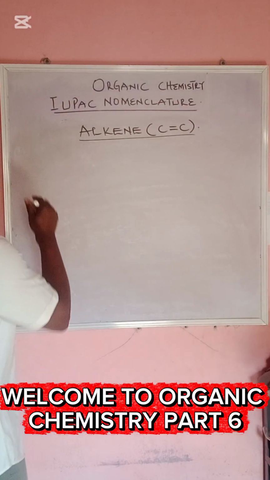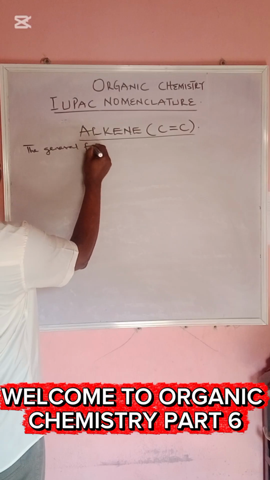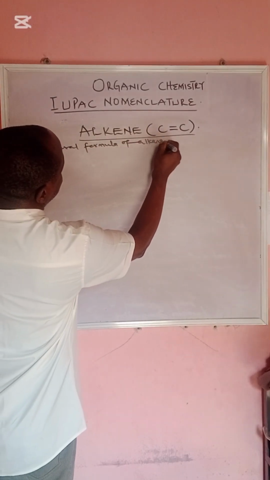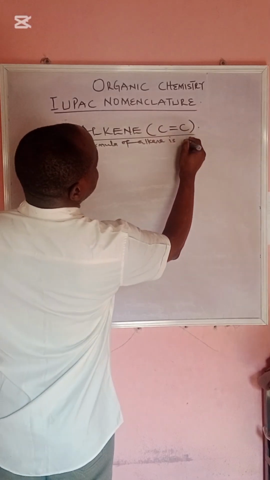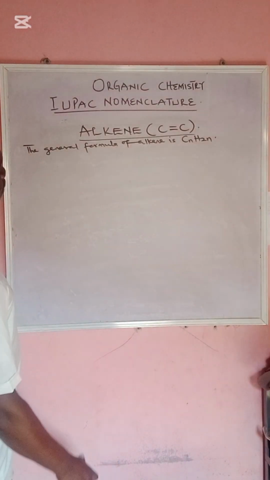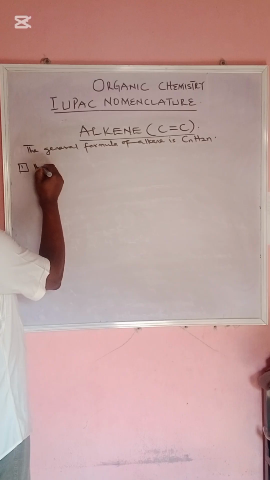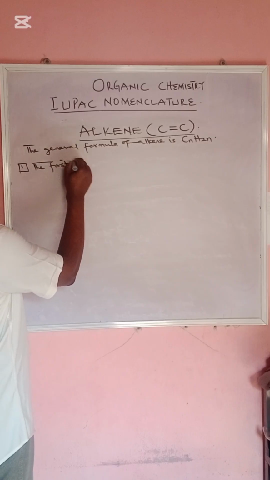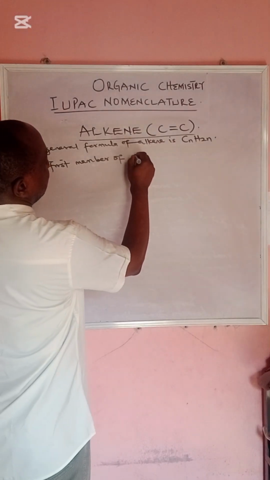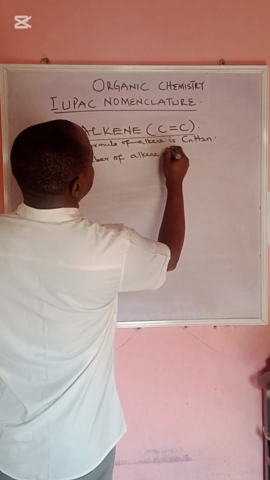Alkane. So the general formula of alkane is CnH2n. So let's start with the first member. The first member of alkane is ethane.